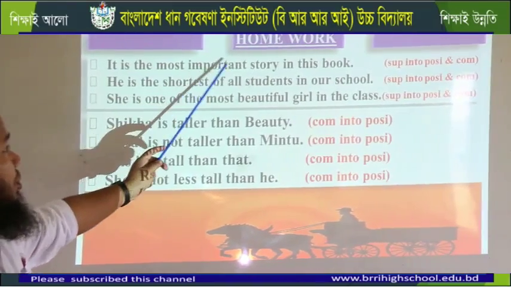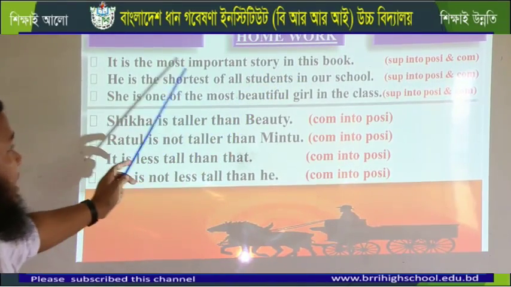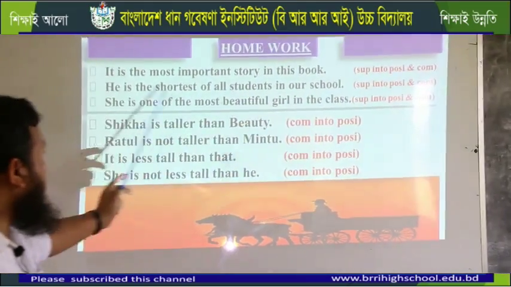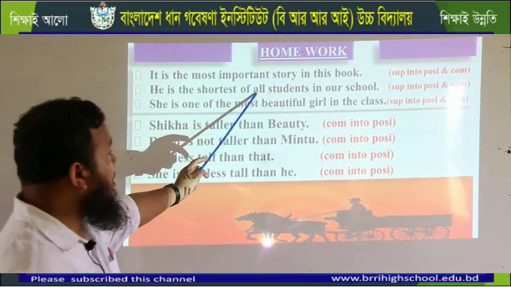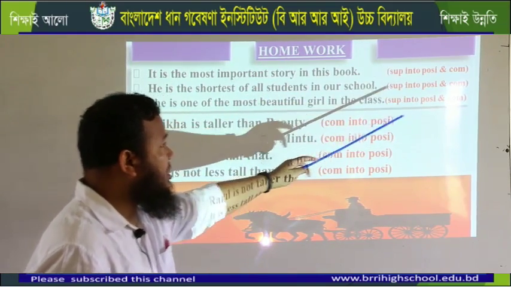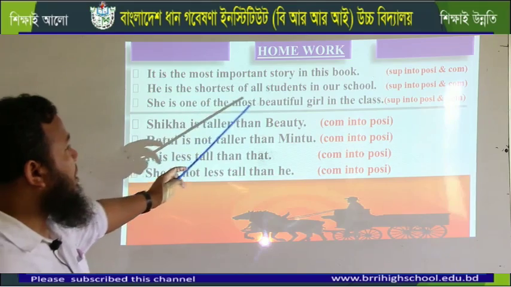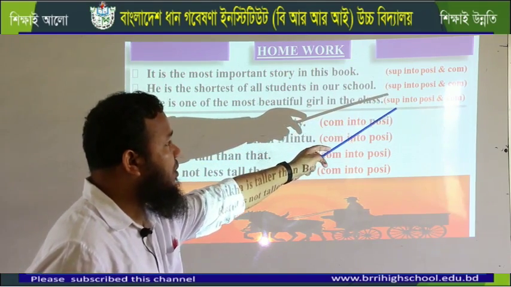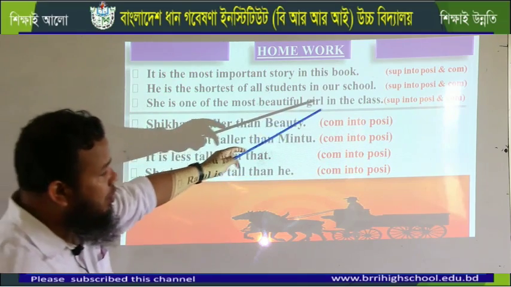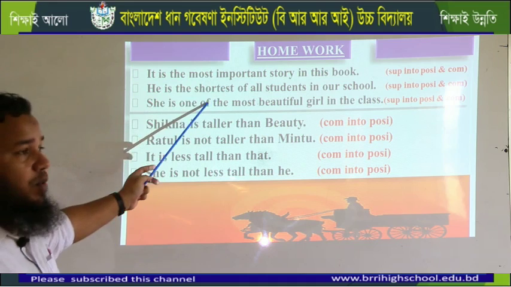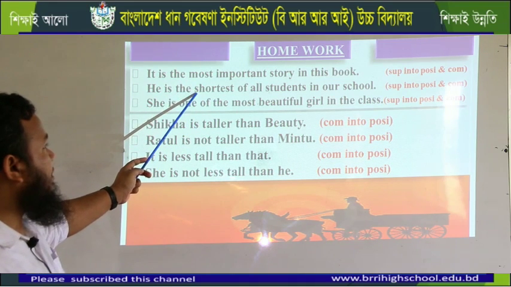It is the most important story in this book, and you have to transform it into both positive and comparative. He is the shortest of all students in our class, positive and comparative. She is one of the most beautiful girls in the class. You have to transform it into positive and comparative. I think I have already discussed these examples, so it will not be difficult for you.